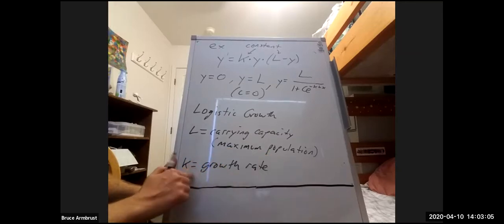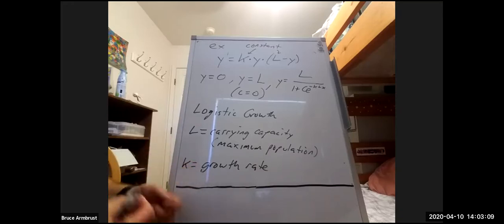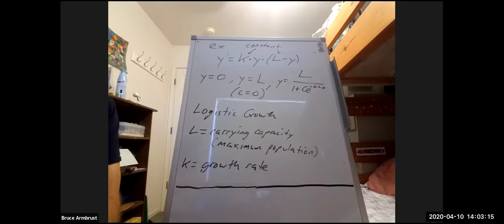I probably shouldn't put equals because it's not necessarily the growth rate, but it's related to the growth rate of the population. So how many more we're going to get and that kind of thing. So if you look at this equation real quick, you can kind of see why this does what it does.